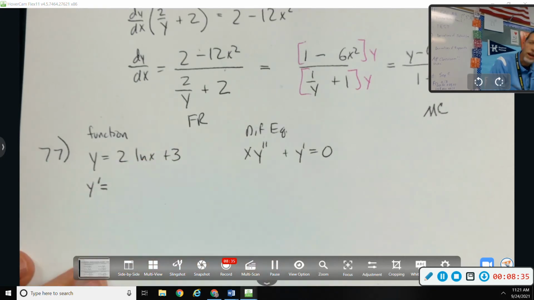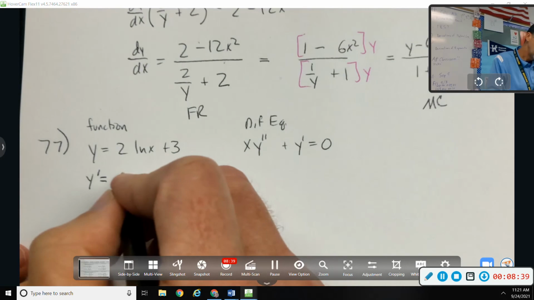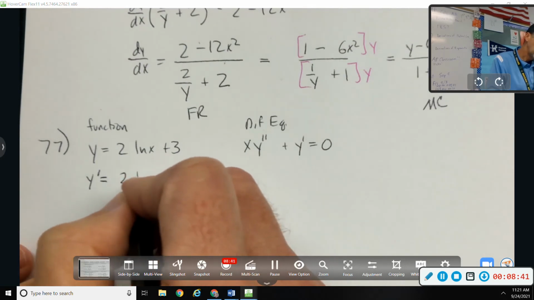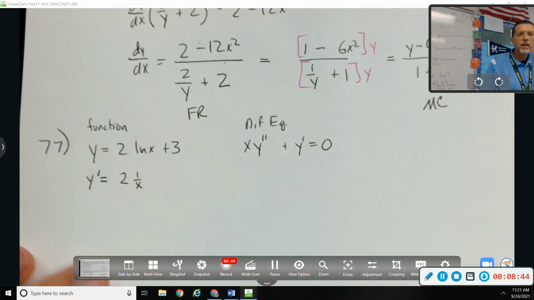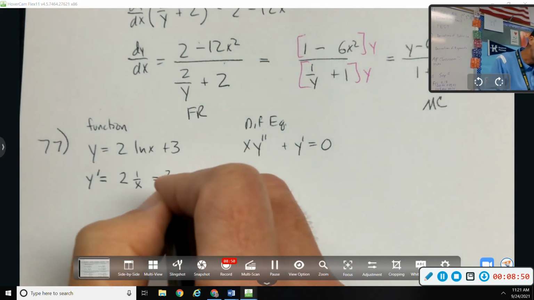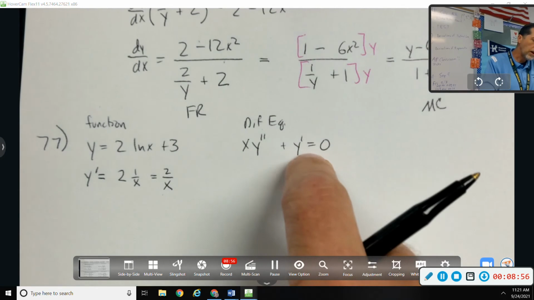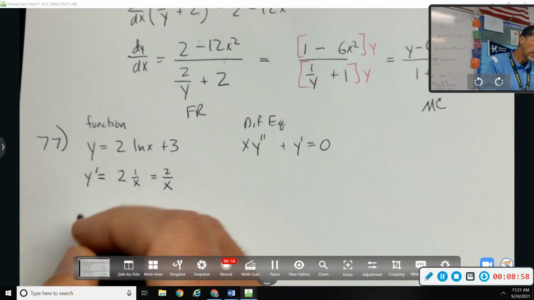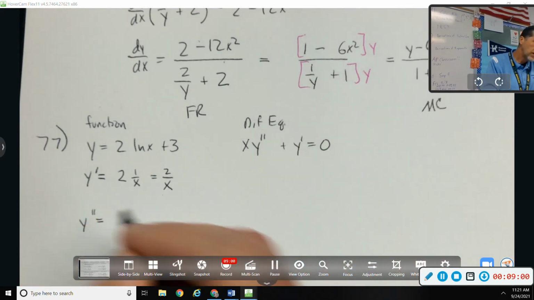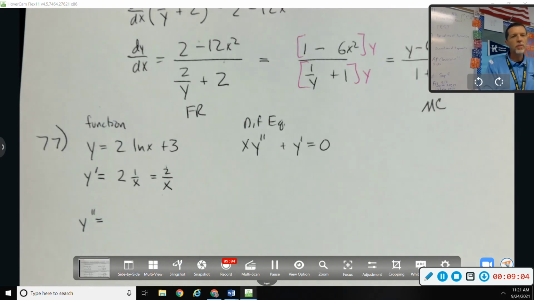So y prime, first derivative. Let's see, 2 times 1 over x. What about the plus 3? That's a constant. That goes away. So 2 times 1 over x. I'd write that as 2 over x. Just looks a little nicer. So I know y prime. Now I need to do y double prime, second derivative. What's it going to take to do y double prime?